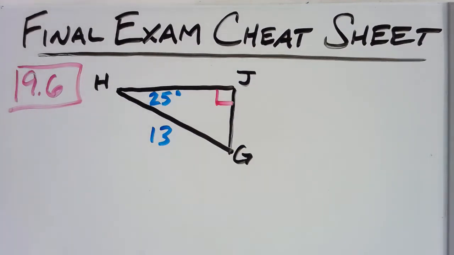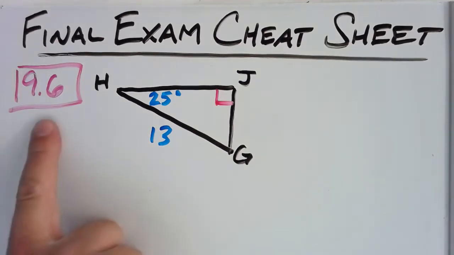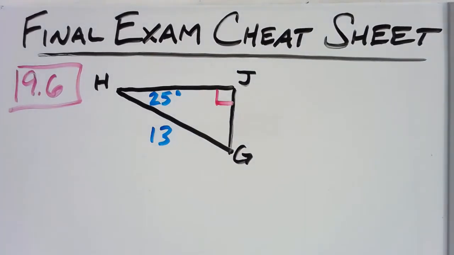All right, final exam cheat sheet picking up right now with problem number 10. Actually, the next three problems that we're going to fit into this clip are all going to come from the same chapter and section, 9.6. Chapter 9 dealt with right triangles, like we see here in this diagram, right triangles and a subject called trigonometry.